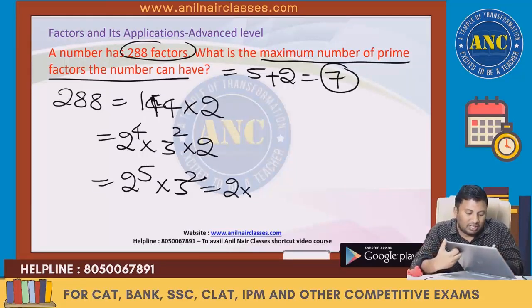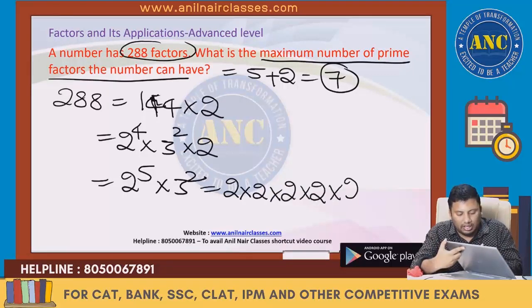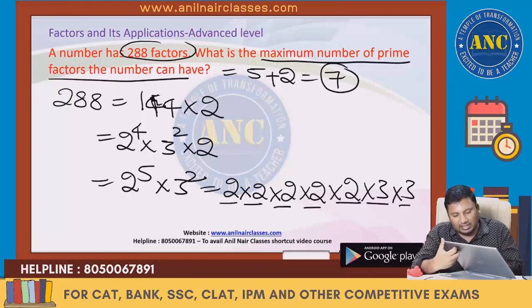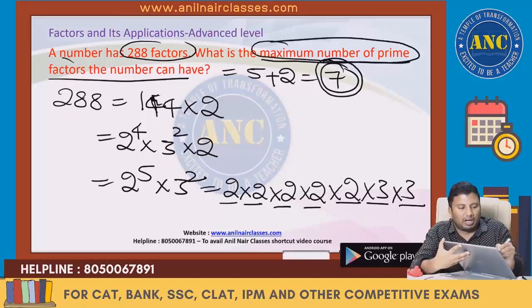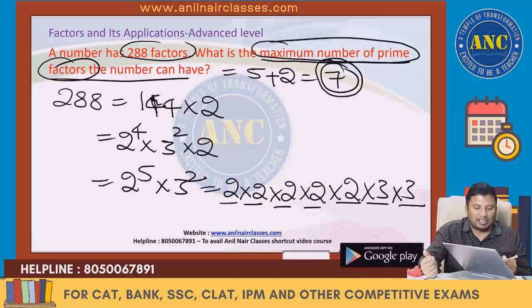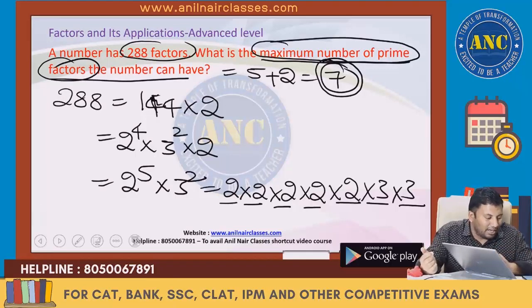This is nothing but 2 into 2 into 2 into 2 into 3 into 3 into 3. 1, 2, 3, 4, 5, 6, 7. Answer is 7. What is the maximum number of prime factors? Answer is 7. Already we did it. Karthik, you are getting confused.